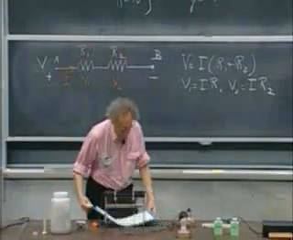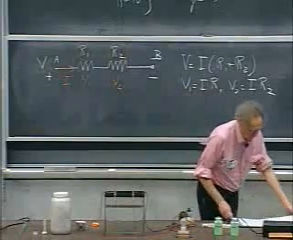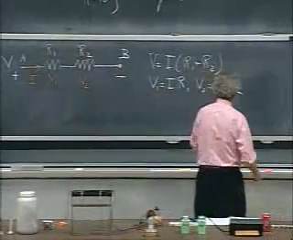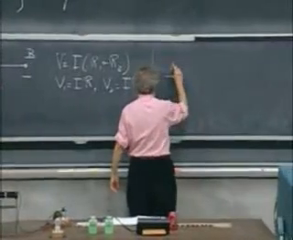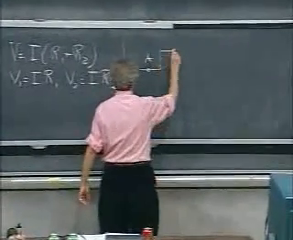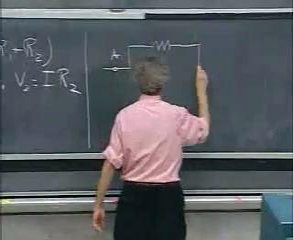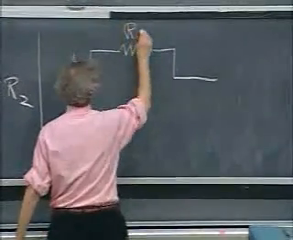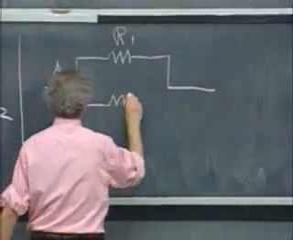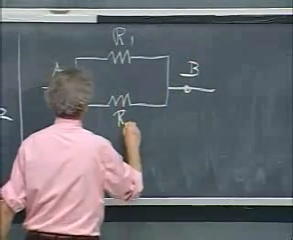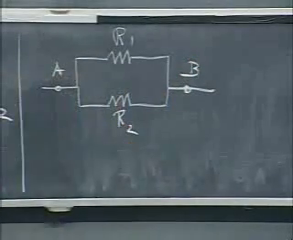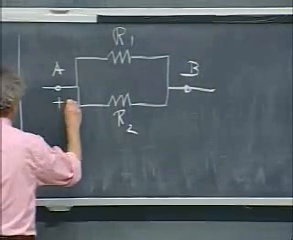We could now have a slightly different problem, whereby point A is here. But now we have a resistor here, which is R1, and we have here R2. And this is point B. And the potential difference is V, that is again given.